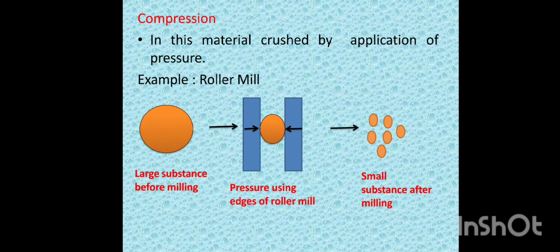The next mechanism of size reduction is compression. In this, the material is crushed by application of pressure, for example in a roller mill. In the diagrammatic representation, we have the largest substance before the milling. We put this material in an edge roller mill, which has two rollers, and due to the compression or pressure, the material gets converted into smaller substance. This is called compression. Compression is a mechanism of size reduction applied by using pressure, in which the material is crushed and we obtain smaller pieces.